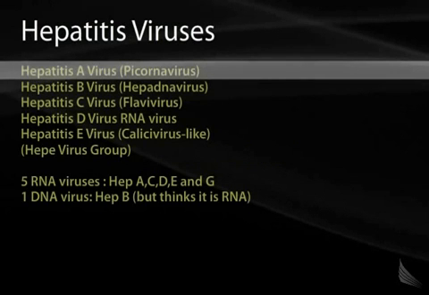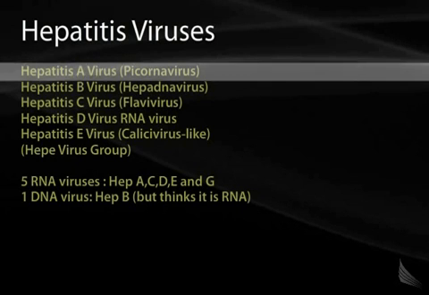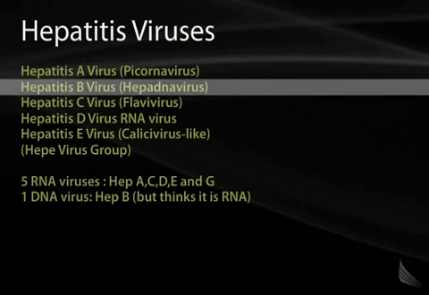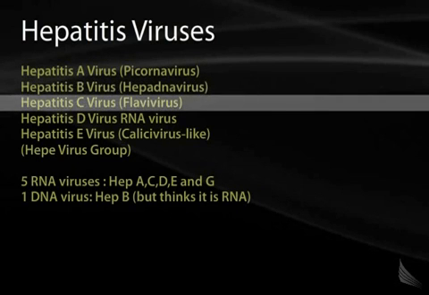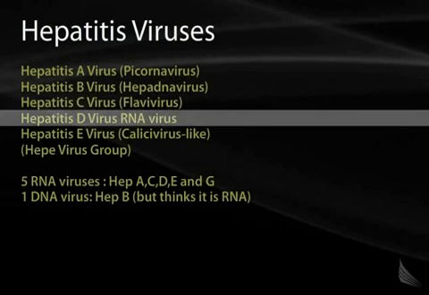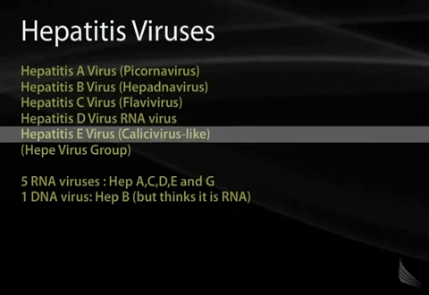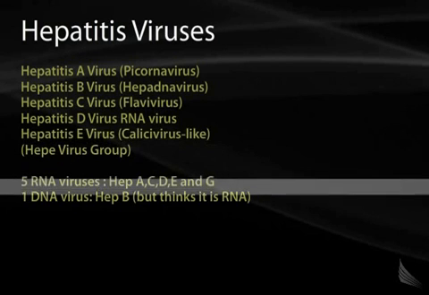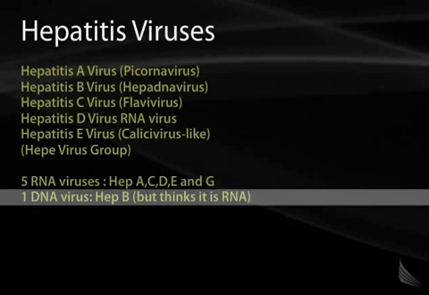There is a family of viruses which cause hepatitis. This slide shows the interesting fact that each hepatitis virus comes from a different virus family. Hepatitis A is a picornavirus, Hepatitis B is a hepadnavirus, Hepatitis C is a flavivirus, Hepatitis D is just an RNA virus, and Hepatitis E is a calicivirus-like virus. So there are 4 RNA viruses, and there's 1 DNA virus, which is Hep B, but it thinks it's RNA.